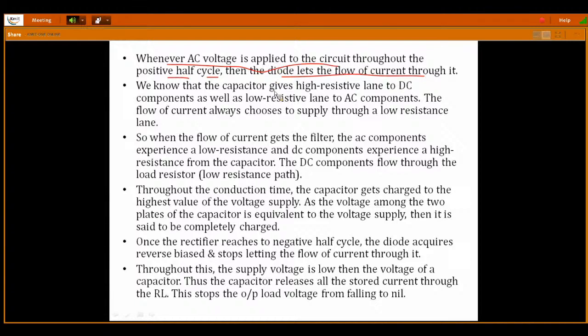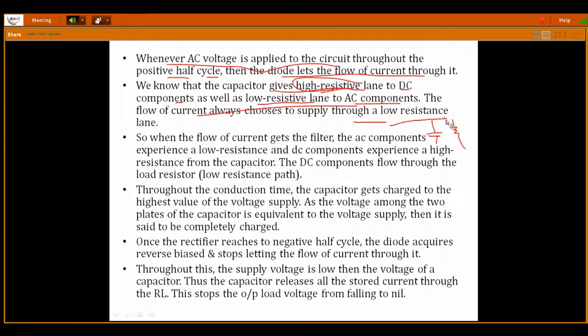We know that the capacitor gives a high resistance lane to the DC component. High resistance means the capacitor's reactance value is effectively infinity for DC, so it will block the DC. That's why it offers a high resistance lane for DC as well as a low resistance lane for the AC component. The flow of current always chooses to flow through the low resistance lane. Here the capacitance is there, and here the resistance is there.